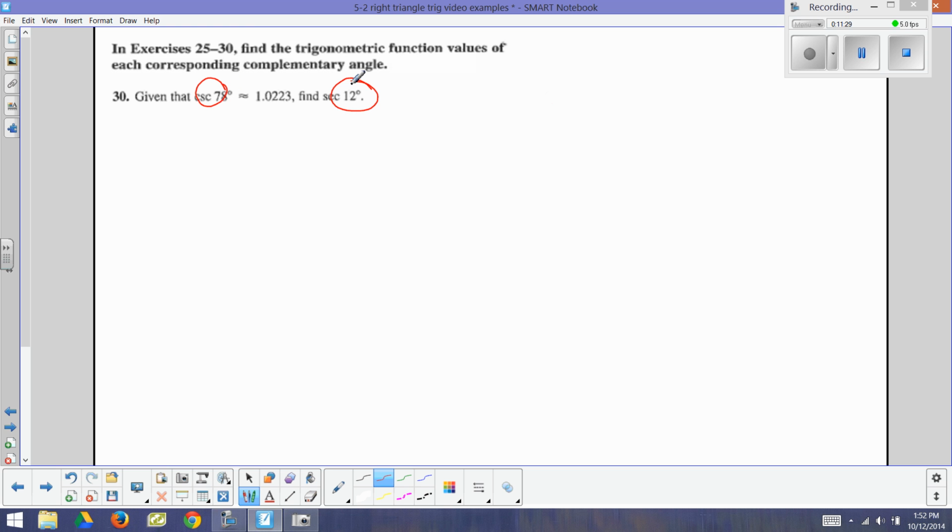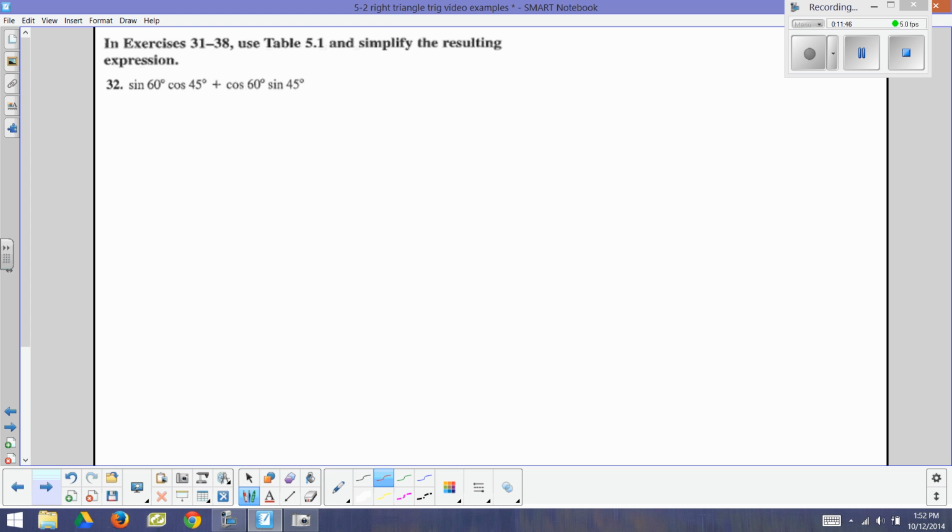Again, complementary relationships, secant and cosecant. So the secant of 12 is equal to the cosecant of 78. So it's equal to 1.0223.